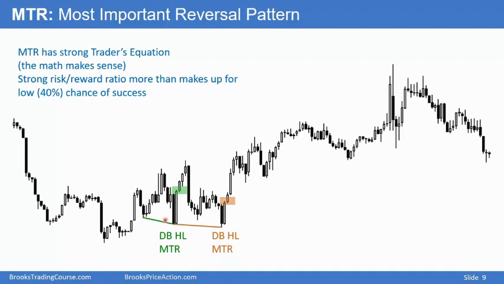Now we have another double bottom. And again, this double bottom is a higher low. So a double bottom, higher low, major trend reversal. 2 legs down, 1 pullback 2, 2 legs down, 1 pullback 2. A nested pattern, a very dramatic 2-bar reversal. This is a good buy setup for a potential swing trade.